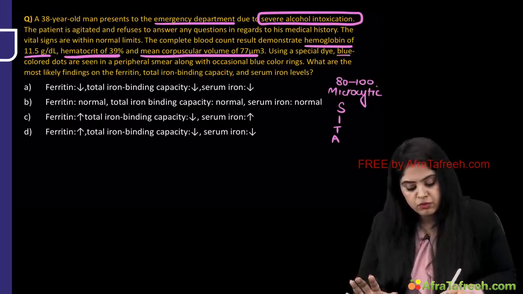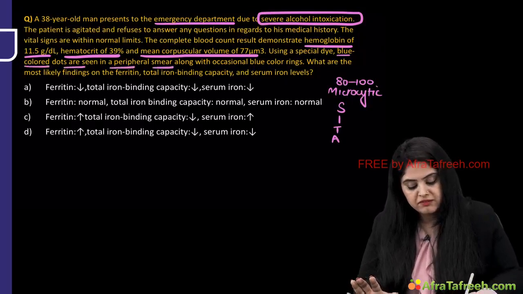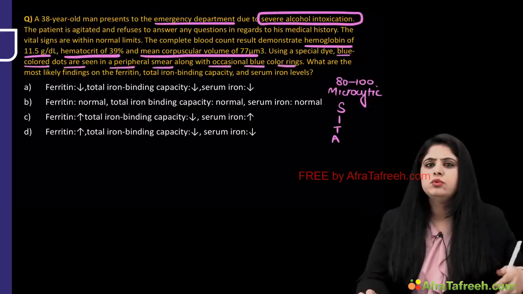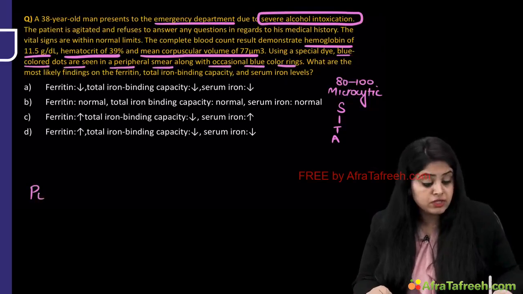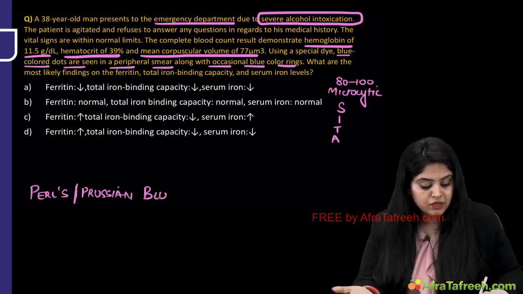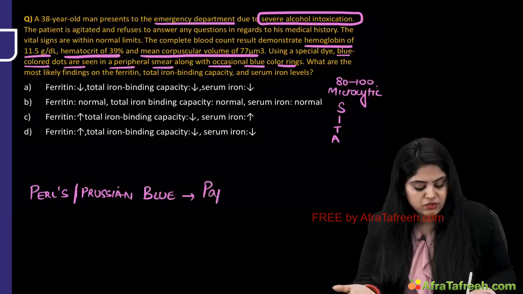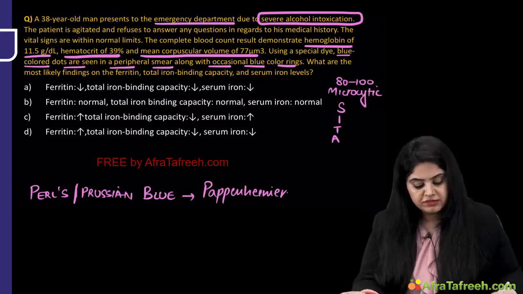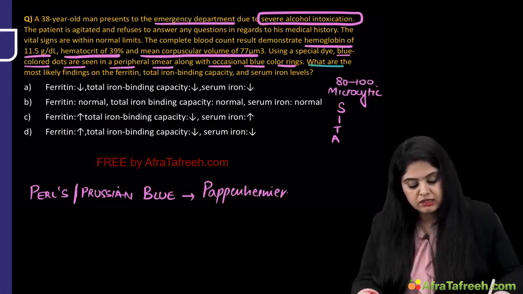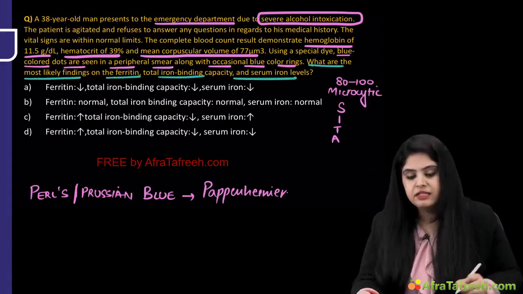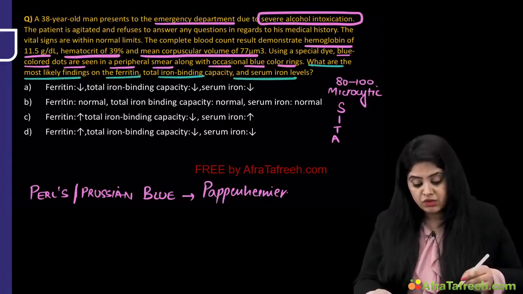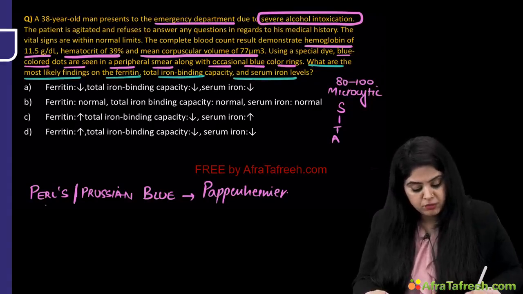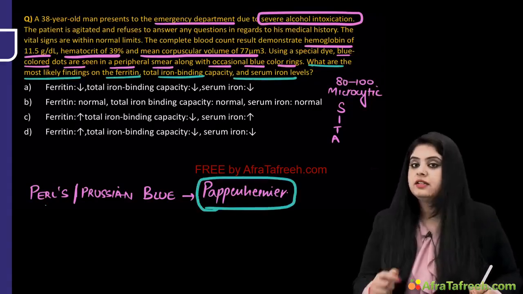Using a special dye, blue colored dots are seen in the peripheral smear with blue color rings. Blue dots, blue color rings. Which blue color special dye can I use? They must have used Perls or Prussian blue. There is no other blue color special dye that I know of. And they are saying lots of bodies and rings are seen. Are they trying to tell me about Pappenheimer bodies? Let me first read. What are they saying? Based on this, what are the most likely findings in ferritin, TIBC and iron levels? So, because firstly, I am thinking of Perls or Prussian blue and Pappenheimer bodies, it means iron is more.